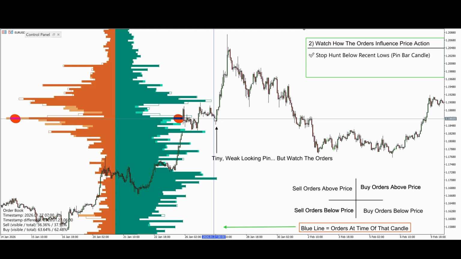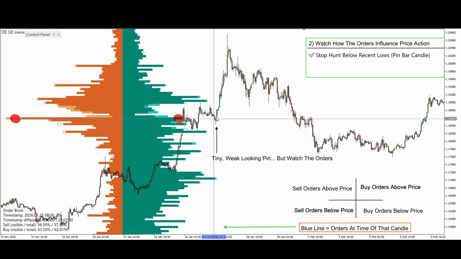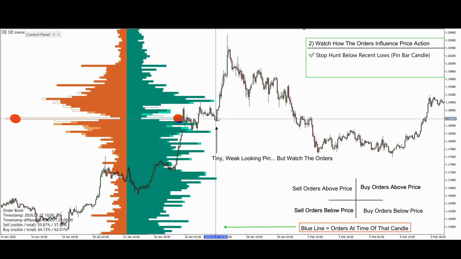Third mistake, assuming every spike is a stop hunt. Sometimes price doesn't reverse. Sometimes it just breaks straight through a level, absorbs all the orders and liquidity, and then keeps going. That's why confirmation is non-negotiable. You want to see price move into the level, trigger the cluster, and then close back inside. That rejection is what tells you the level is being respected and the orders are actually being used and consumed. So no confirmation, no trade.